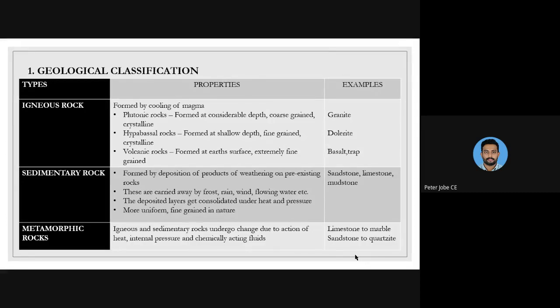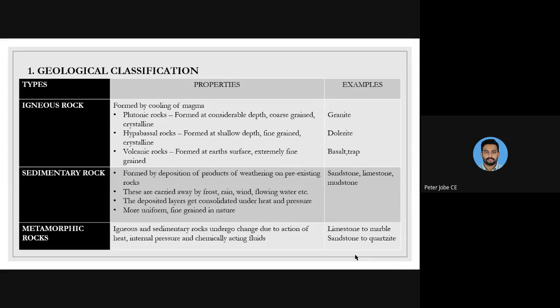The sedimentary rocks will be formed as a result of the deposition of small sand particles carried by frost, rain, wind, etc. And they might be subjected to heat and pressure, and they will get consolidated and sedimentary rocks will be formed. A typical example is limestone, sandstone, etc.